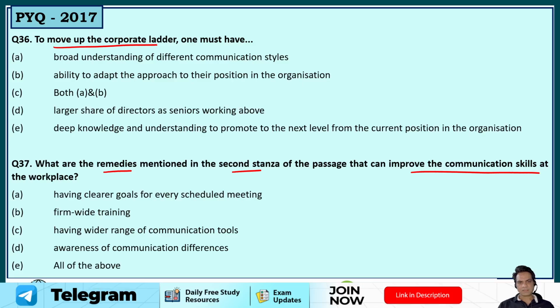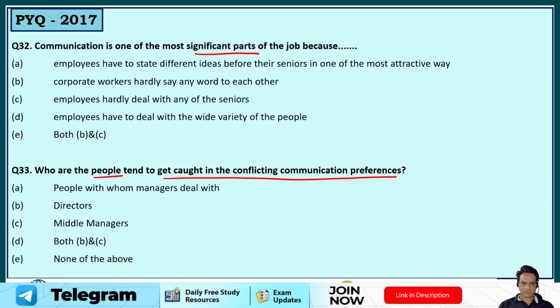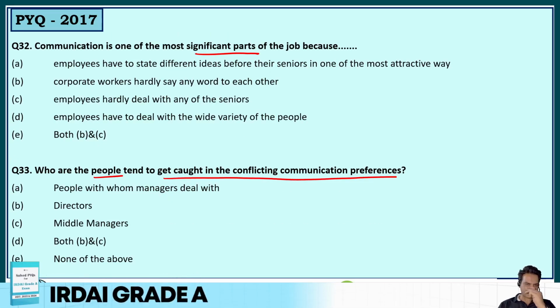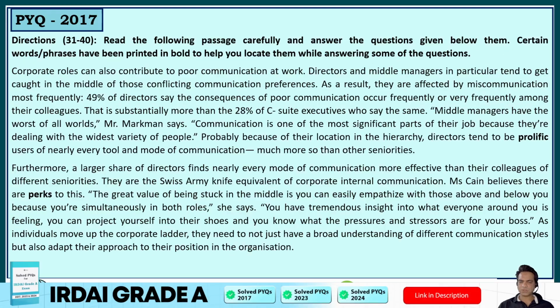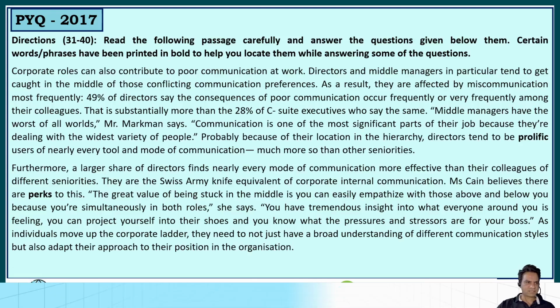Inevitable. Okay. So guys, I think the passage looks straightforward. It's about communication skills at the workplace and how it impacts you, I mean, an employee. So let's read the passage now, guys, and let's solve the questions.